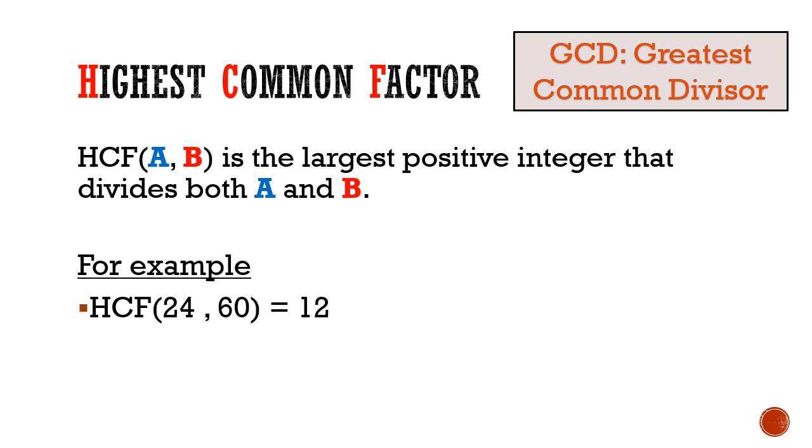Now, the HCF of 24 and 60 is 12. Why is that so? You'll see that 12 divides 24, and 12 is also a divisor of 60. And there are no numbers bigger than 12 that can do the same.